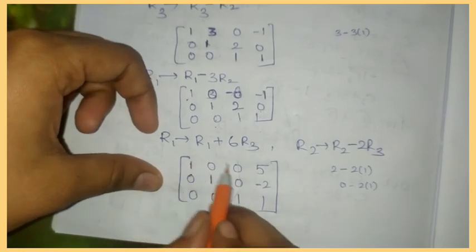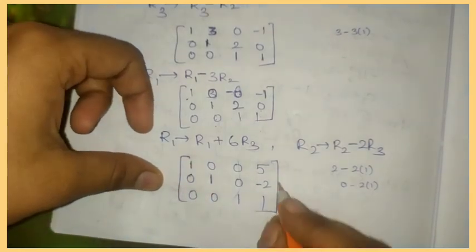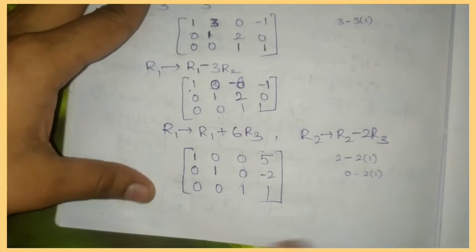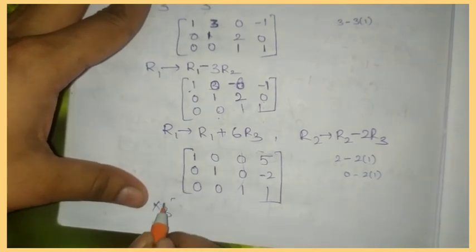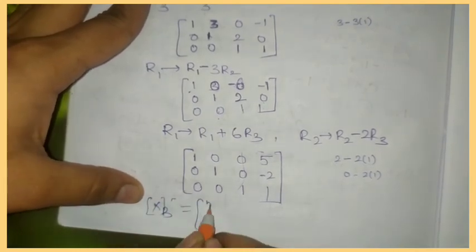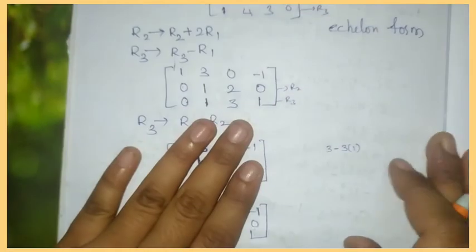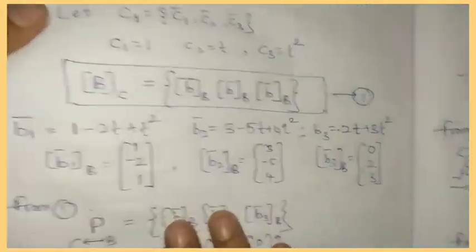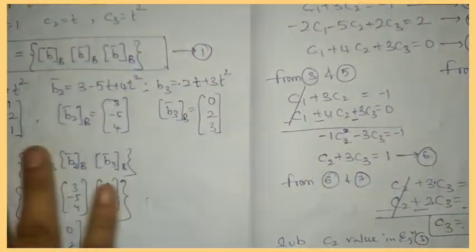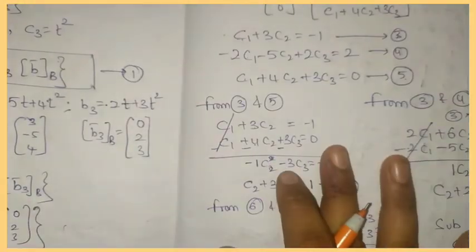Here we got the unit matrix. So this is the answer. X of b equal to 5 minus 2 1 is the answer. Okay, like this also you can do, and like this also you can find. Which one is easy for you, you can do that one.